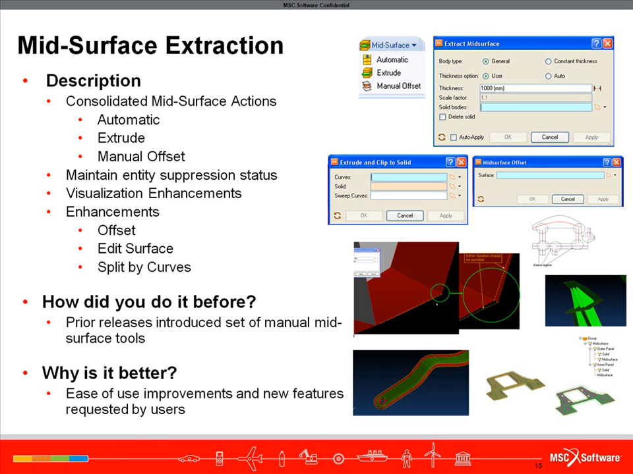Enhancements in this area of mid-surface extraction include consolidation of mid-surface actions such as automatic extrude and manual offset. And clearly there are enhancements in these areas of offset, editing surfaces, and splitting by curves. A lot of time is spent during modeling to clean up the geometry and extract the mid-surface. And all of these automatic mid-surface extraction tools have made it easier to use and work with geometry and make the geometry ready for meshing.